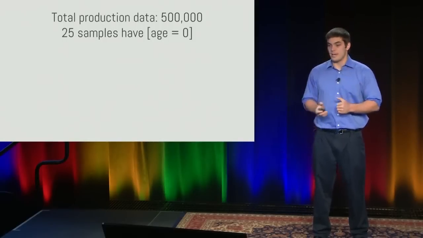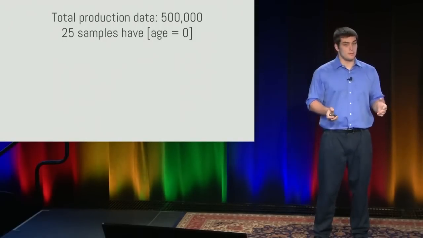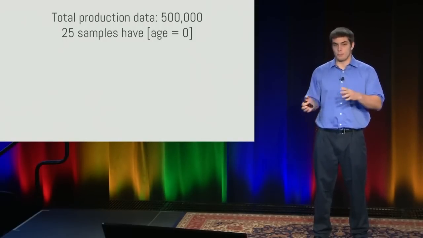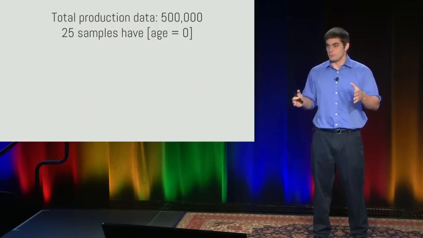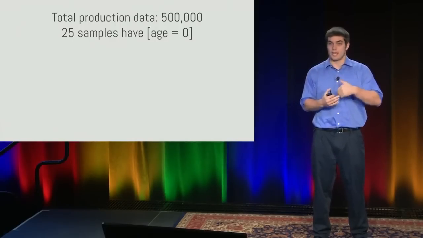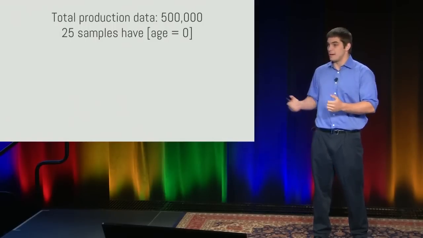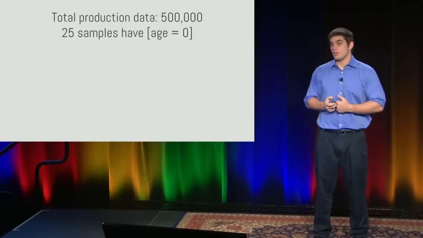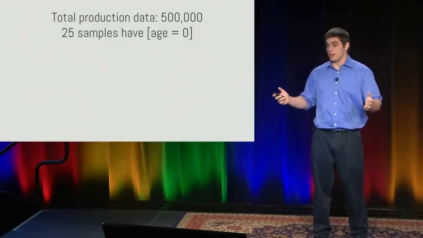So let's say that we have 500,000 of these protobuffers. A protobuffer is a Google data storage mechanism. It basically just has key value pairs. So in the example before, age would be the key. The value might be 50. So we have 500,000 of these. And in 25 of them, we have the specific case where age equals 0.